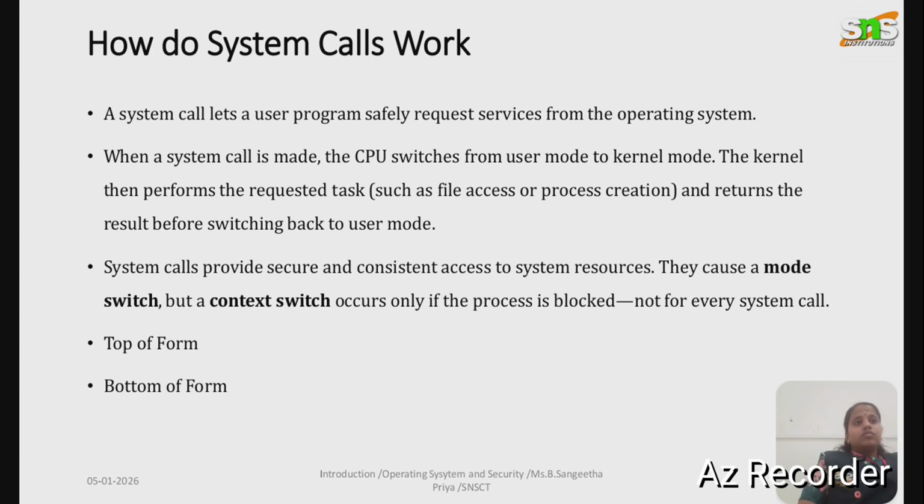Next, how does a system call work? A user program makes a request, such as reading a file. The user program calls a library function, for example fopen in C, and the library function in turn invokes the system call like open. The CPU switches from user mode to kernel mode. The kernel performs the requested operation. The result is returned to the user program. The CPU switches back to user mode. This process ensures security and controlled access to system resources.